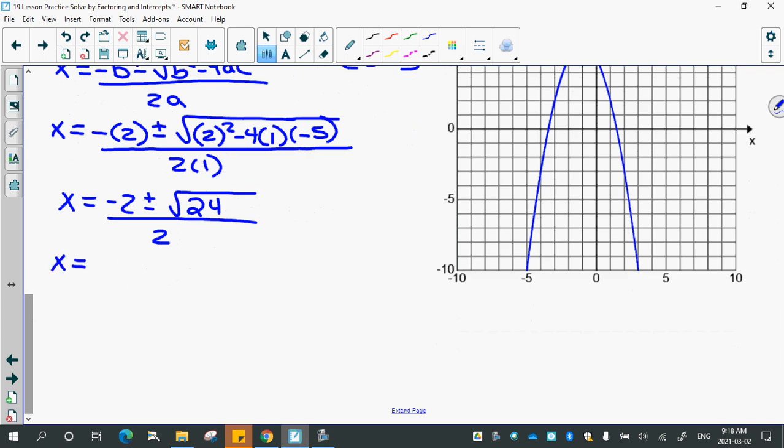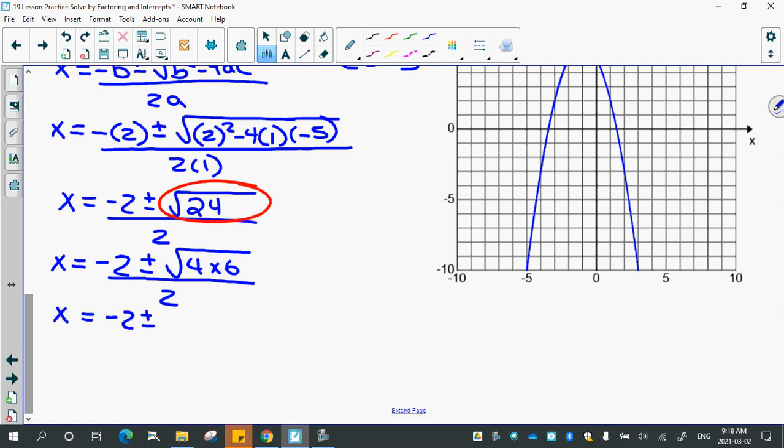All right, so just new for grade 11. What would I do next? Reduce it. Yes, see if root 24 can be reduced. 4 times 6. 4 times 6, good. So that's going to be the square root of 4 times 6, good, over 2. So that's going to become 2 root 6, because the square root of 4 is 2.